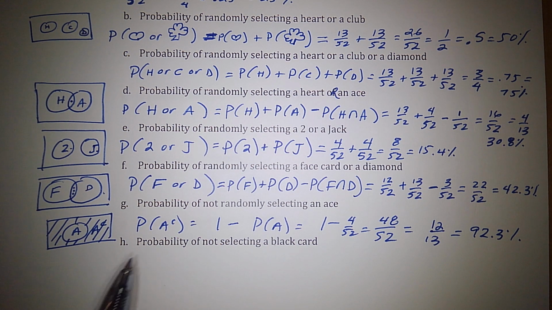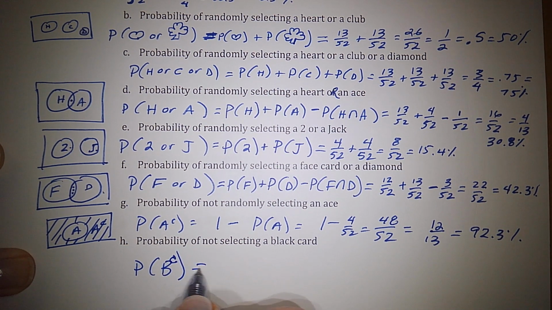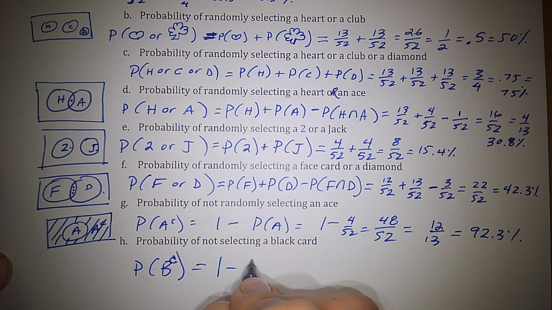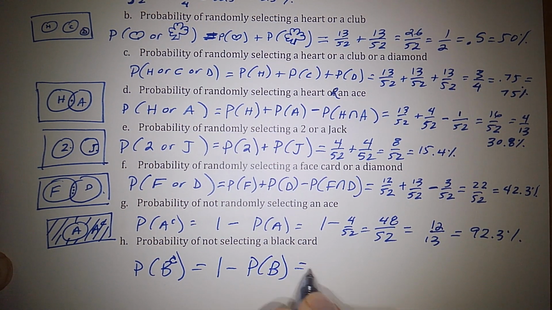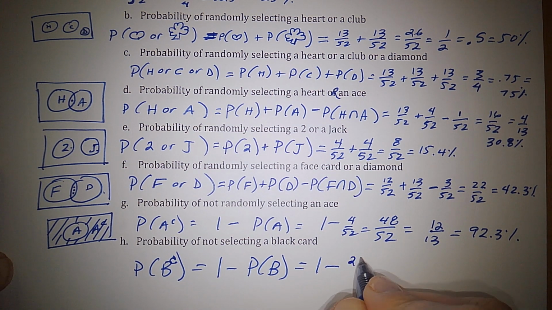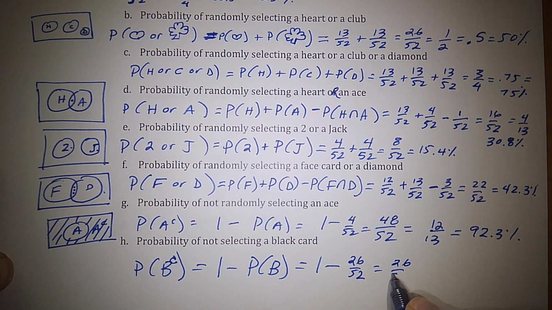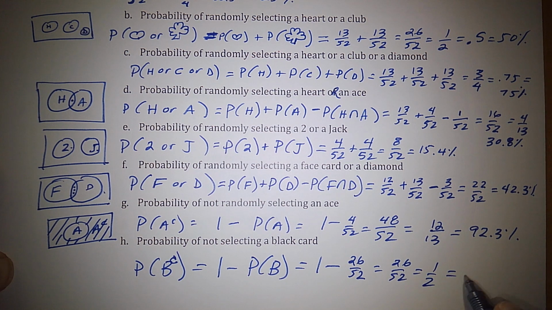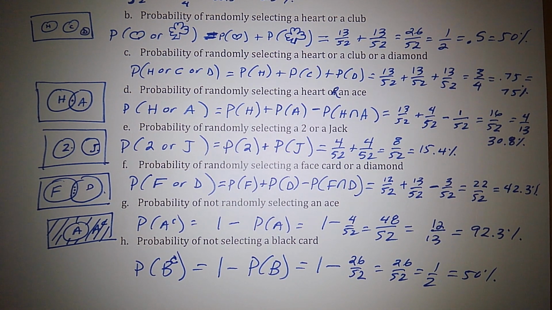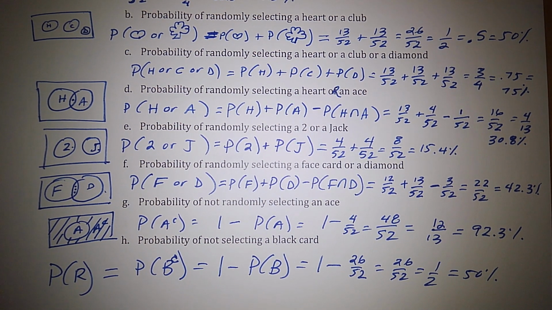The probability of not selecting a black card. So I want the probability of not selecting a black card. That's going to be 1 minus the probability of selecting a black card. Well, the probability of a black card is 26 out of 52 because that's half of the deck, right? So we're going to get an answer of 26 out of 52, which is the other half of the deck. Well, I probably could have figured that one out, because if I'm not going to select a black card, I'm clearly selecting a red card, and 50% of the cards are red. So this actually is equal to the probability of selecting a red card.